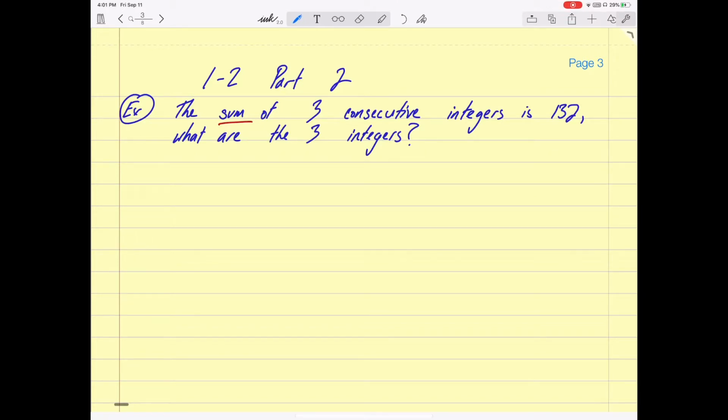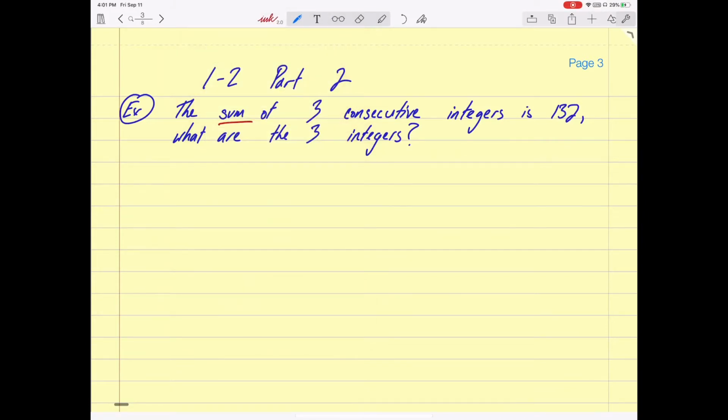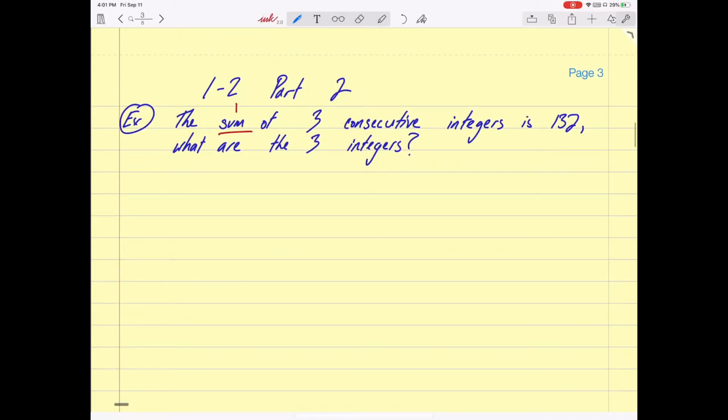So first one is the sum of three consecutive integers is 132. What are the three integers? So I underlined the word sum because sum is a word that means plus or addition. So I know I'm going to have three numbers. I'm going to add those together, and it's 132.